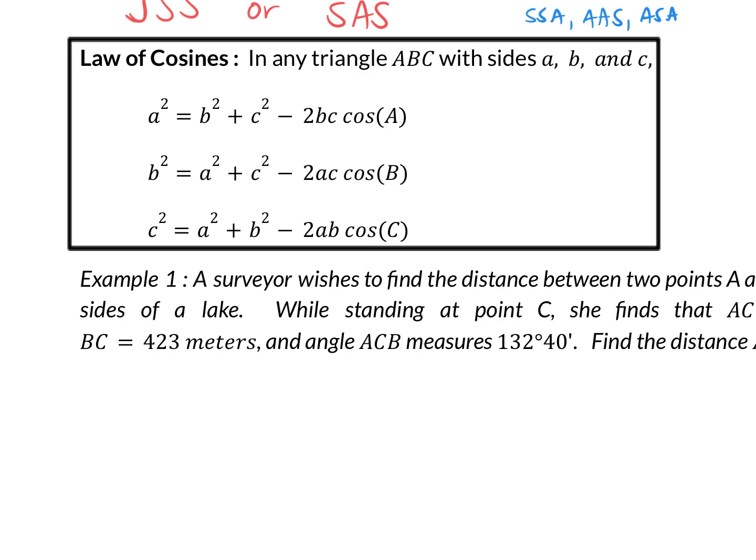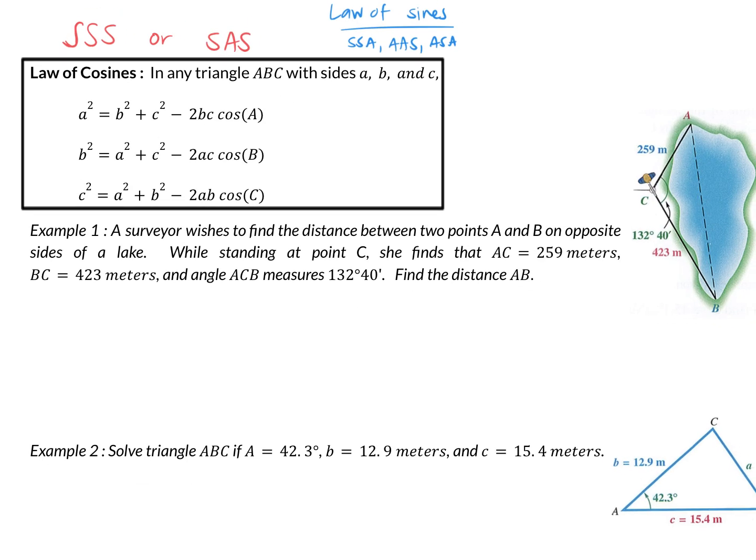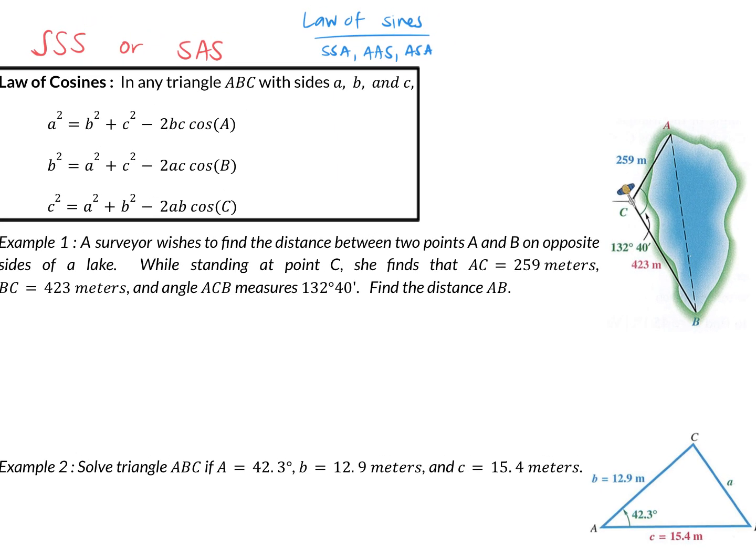and you'll be given those on your formula sheet. So if I look at this first example here, we've got a surveyor wishing to find the distance between two points, A and B, opposite sides of a lake. While standing at point C, she finds that the length AC is 259, BC is equal to 423, and angle ACB measures 132 degrees and 40 minutes. So we need to find the distance AB.